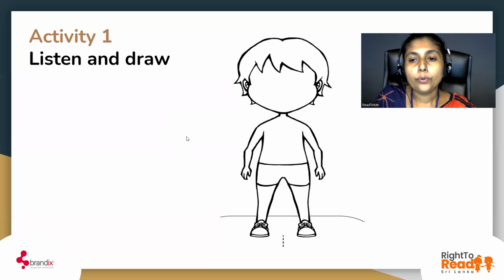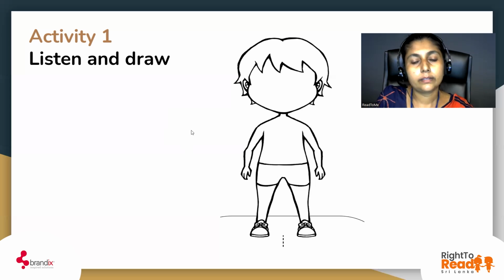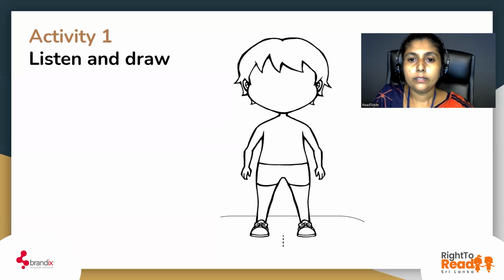Next, draw a nose. You can draw two small circles for the nose. Finished? Okay. Then draw a small mouth below the nose. Now the face is completed. Now we have finished the face. Then I'm going to move to the next one.